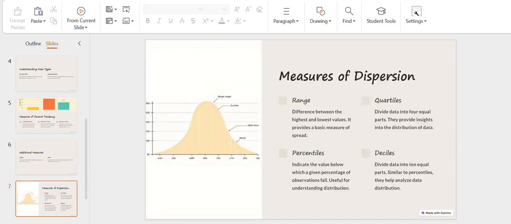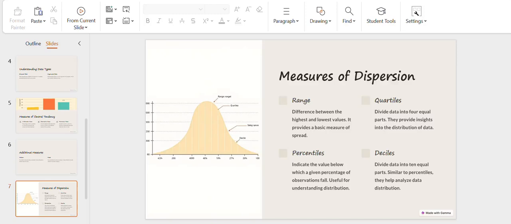Next one is measures of dispersion. The first thing is range, the difference between the highest and the lowest value, whether in grouped data as well as in ungrouped data. The second one is quartile. Quartile basically divides the data into 4 equal parts to check the data distribution.